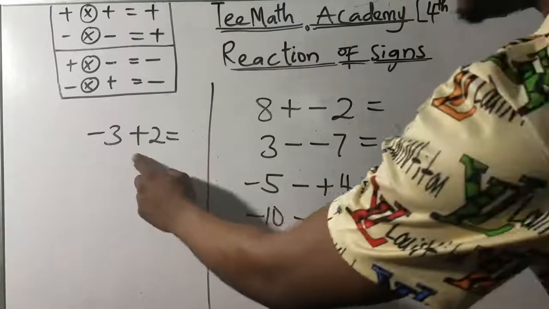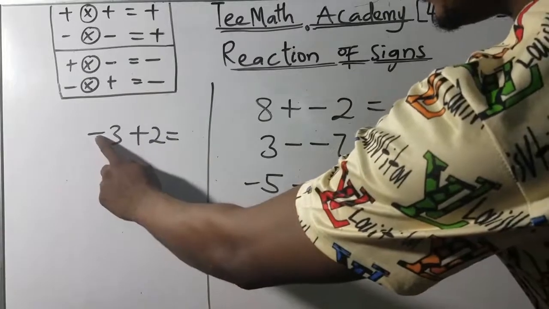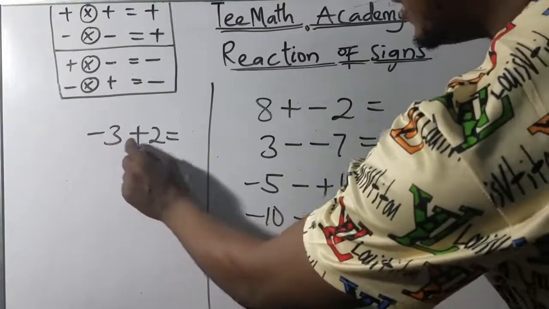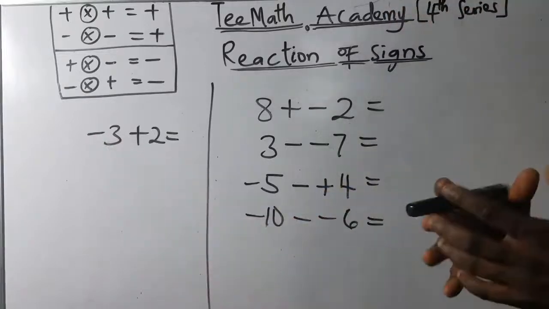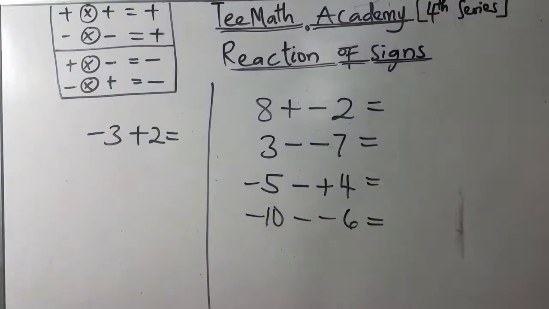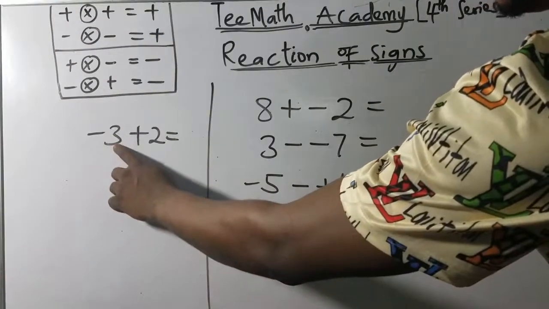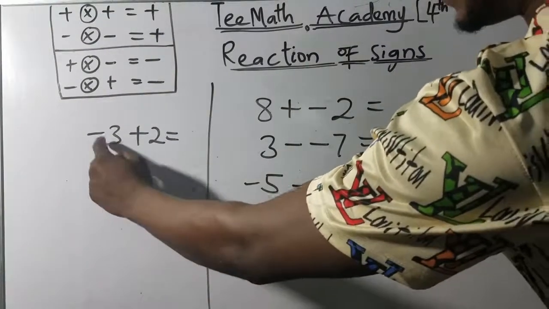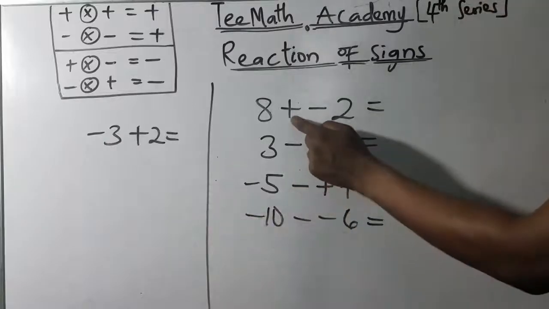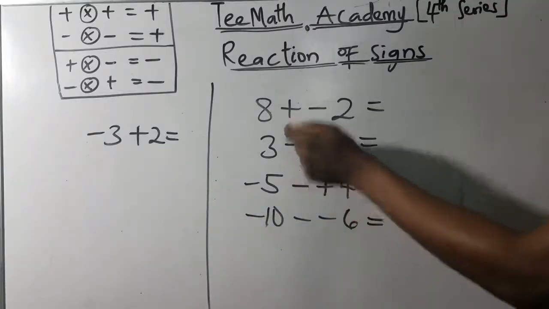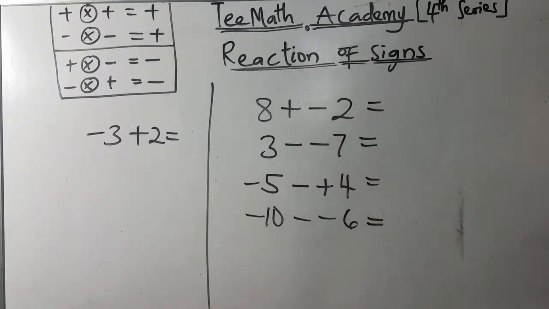Like this one now. Minus 3, this 3 is between these two signs, so they are not too close. There is still a disturbance. This 3 is still in their middle, so they are not really close. If you look here, you see that these signs are next to each other. So it is when the signs are next to each other that you will multiply.